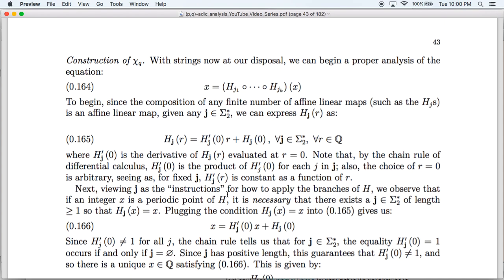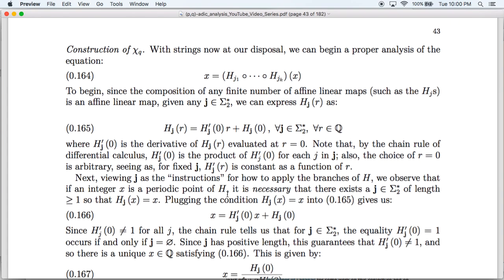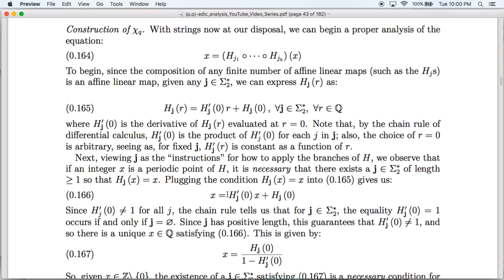Next, viewing the bold j as the instructions for how to apply the branches of h, observe that if x is a periodic point of h, it is then necessary that there is some string j of length greater than or equal to 1, such that h_j of x equals x. If x is a periodic point, there has to be some sequence of maps, of compositions, of some sequence of branches whose composition, when applied to x, sends x to x.